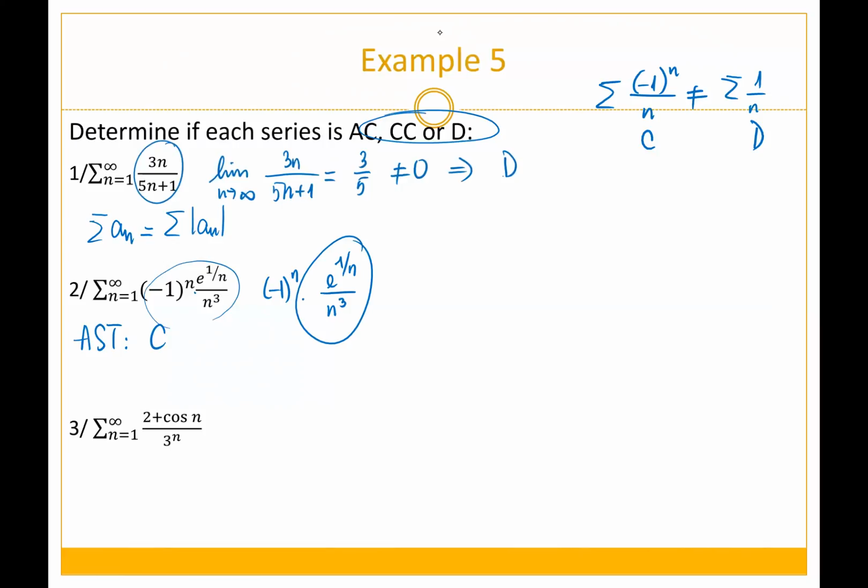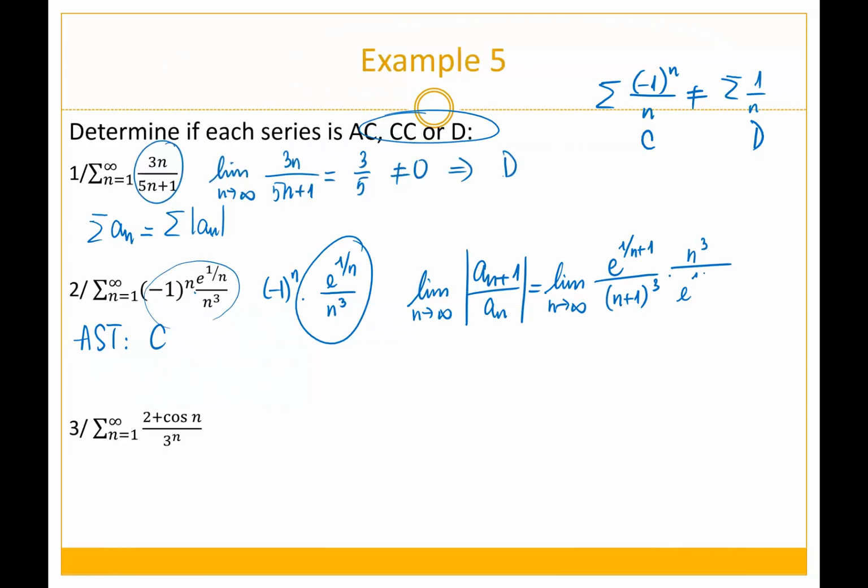Yep, you can use ratio as well. Let's see what the ratio is going to give us. The limit as n approaching infinity of the absolute value of the n plus 1 term over the n term. It's going to give us the limit of n approaching infinity of e to the 1 over n plus 1 divided by n plus 1 cubed, multiplied by n cubed divided by e to the 1 over n.